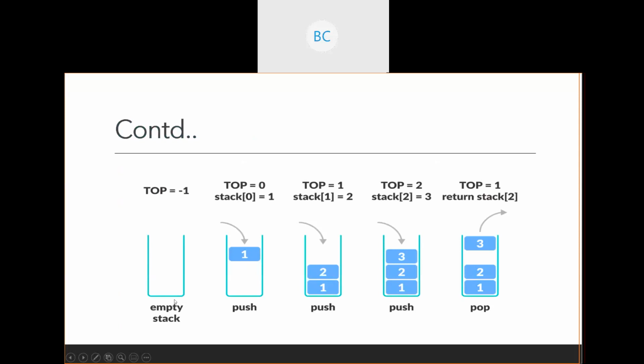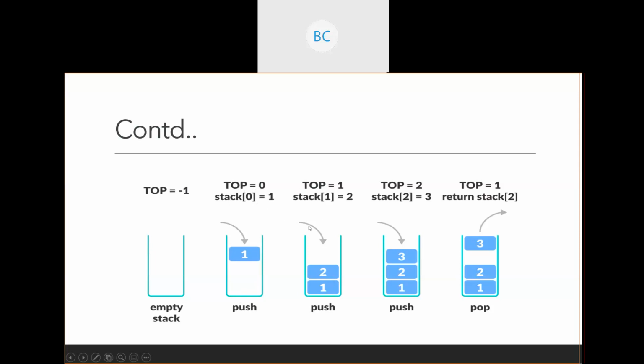Initially, our stack is empty. So the value for top is -1. Next, we want to push one item into the stack. So when we are adding an item into the stack, we will increment the value top. So after incrementing the value, the top value will become 0 and we are adding 1 into your stack. So your first element is 1.